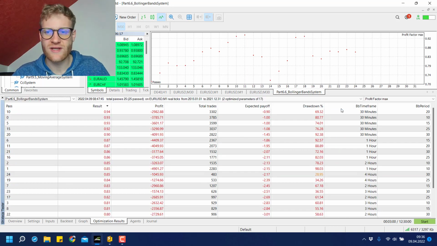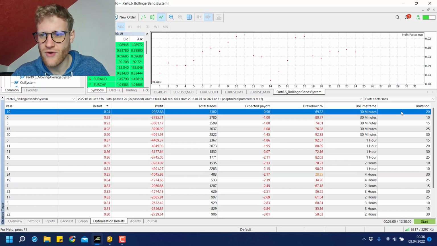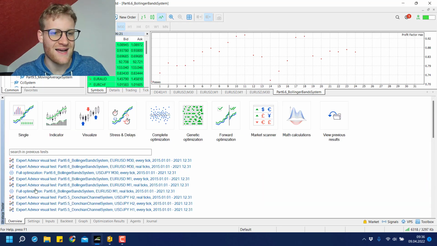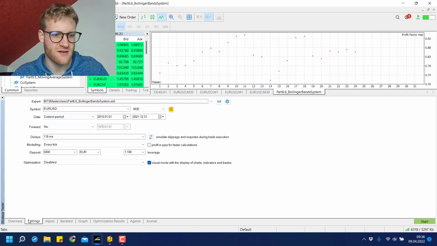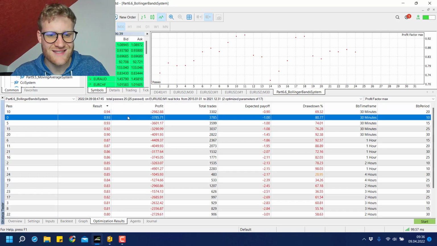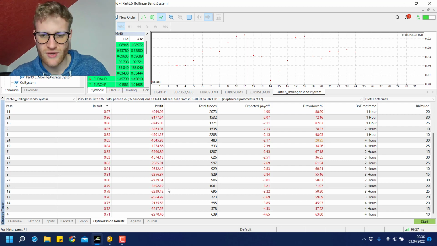And this is the result for the optimization of the time frame and the periods. You can see for the last, wait, what was the period here? For the last 6 years, this wouldn't have worked in Euro-US dollar. You can see there's not a single backtest with a positive result.